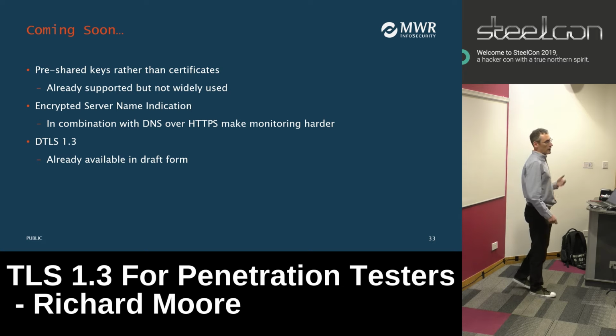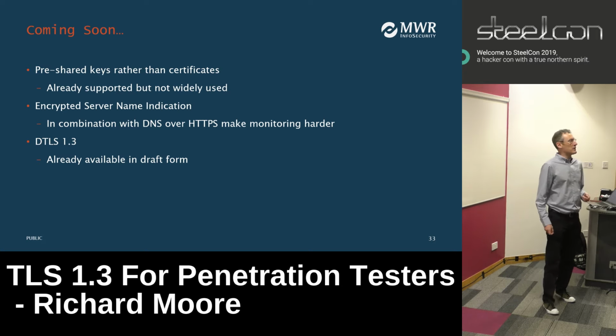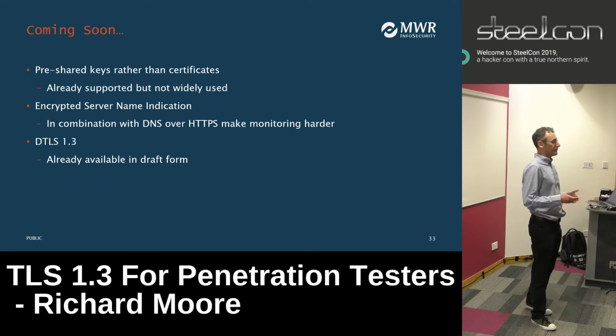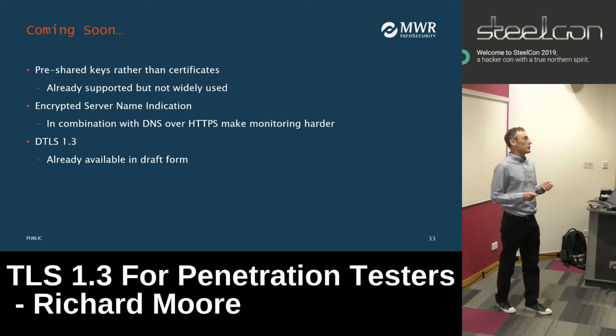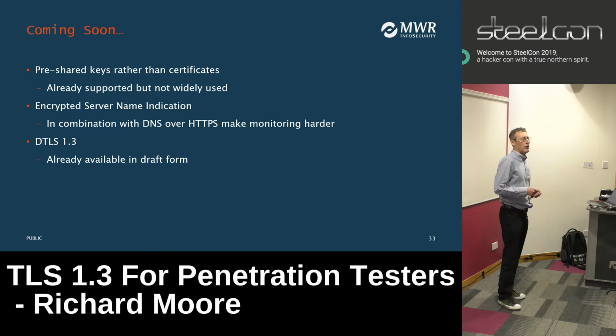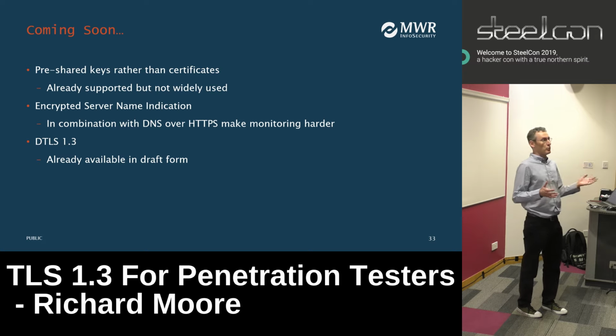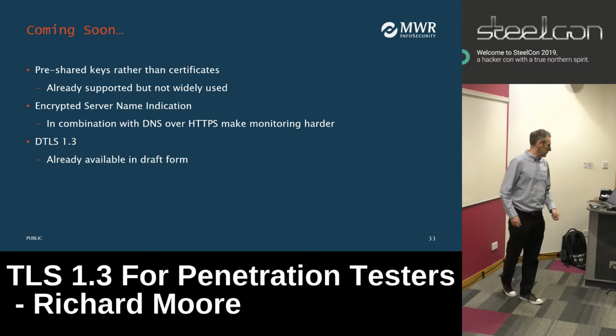And DTLS. DTLS is basically the UDP version, so it's the version for VoIP and situations like that. The 1.3 version is in draft. It's not released yet. The latest draft was, I think, on the 9th of July. So there's obviously work to do on that, but it's going to be coming fairly soon.